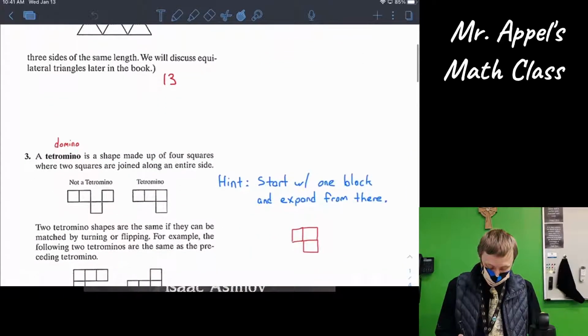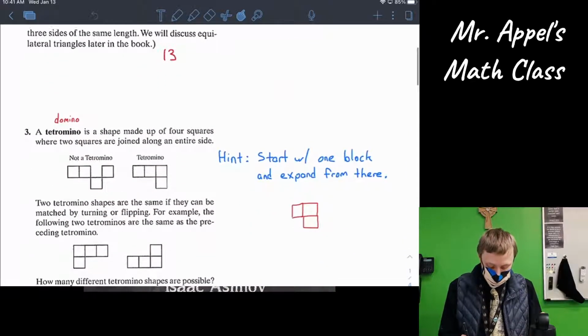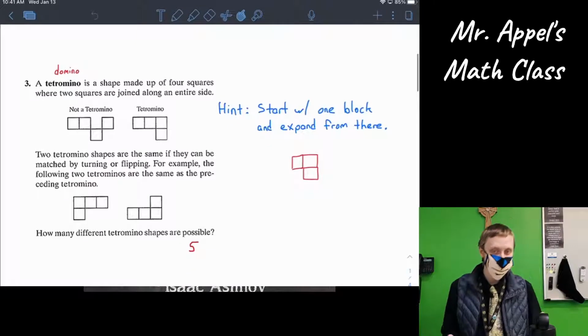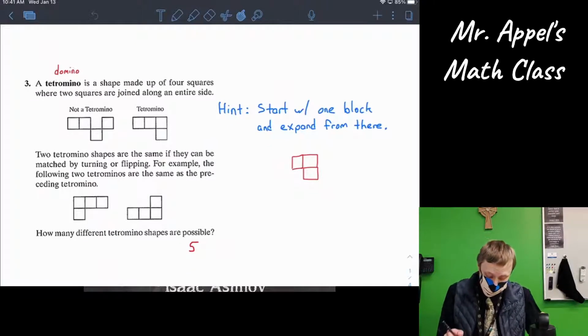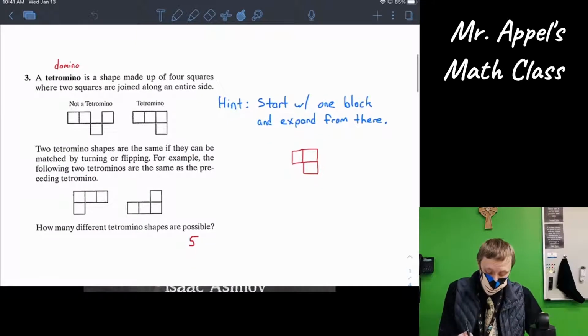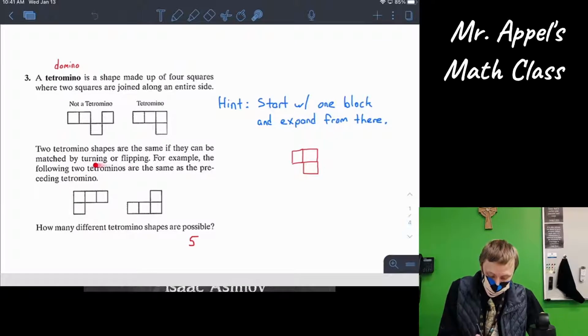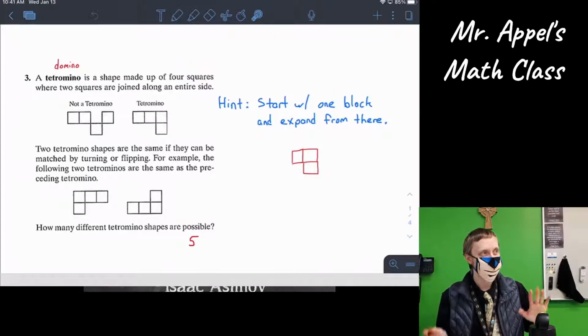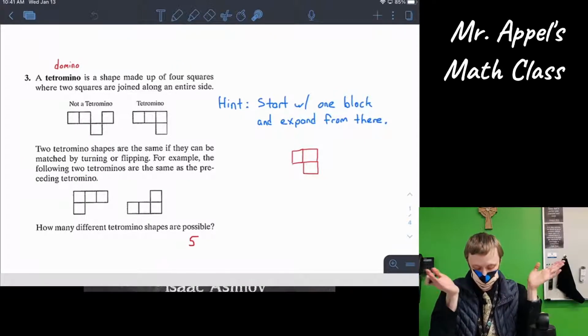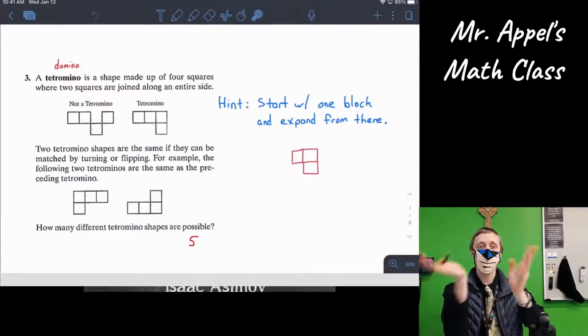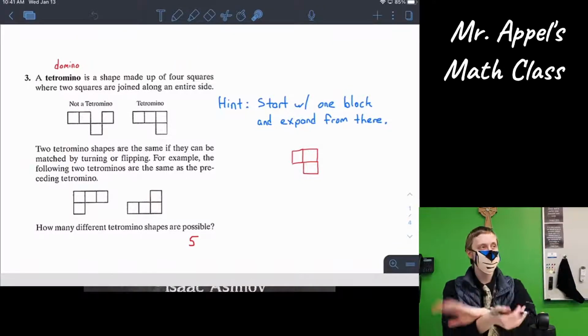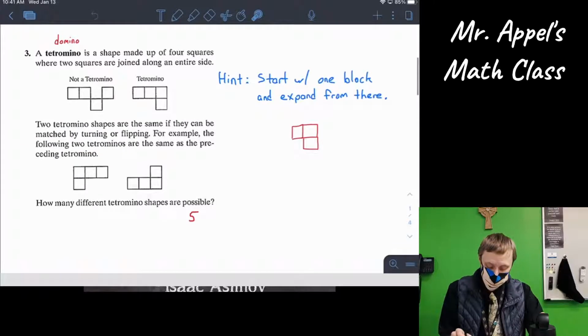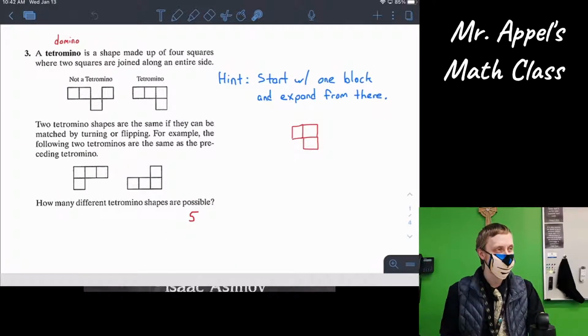Okay. A tetromino. How many tetrominos are there? If flipping and turning. So not just turning. So if you relied on your experience in Tetris, that would give you a slightly larger list. This allows you to flip the pieces over so the Z's become S's and the J's become L's. And so there are only 5 completely unique possible shapes.